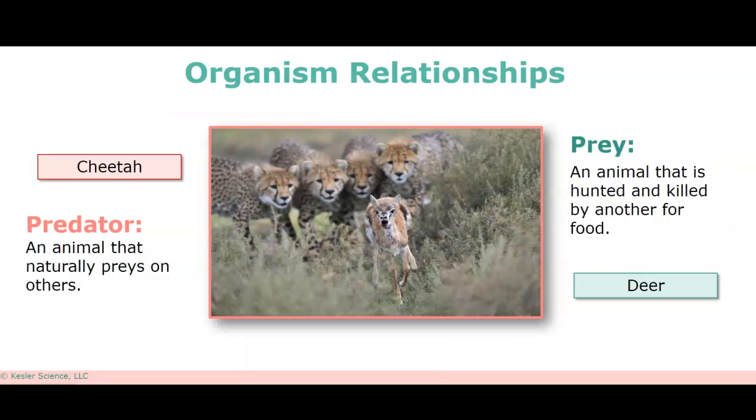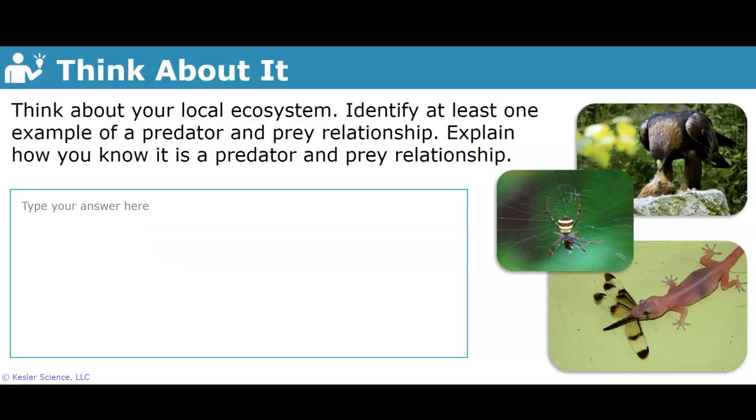So another relationship that organisms can have is predator and prey. So the predator is an animal that preys on others, that hunts others, that eats others. And the prey is the animal that's being hunted and killed by another for food. So in your local ecosystem, your yard, woods near your house, somewhere locally, identify at least one example of a predator and prey relationship. Also, explain how you know it's a predator and prey relationship.